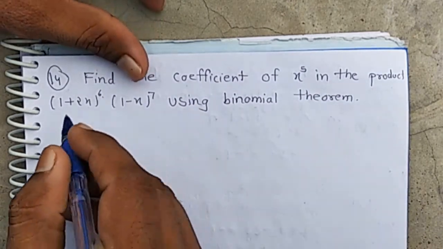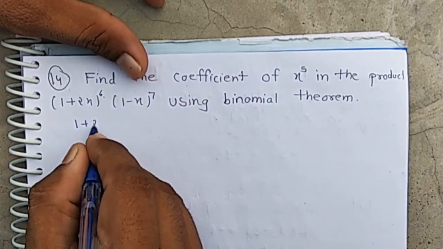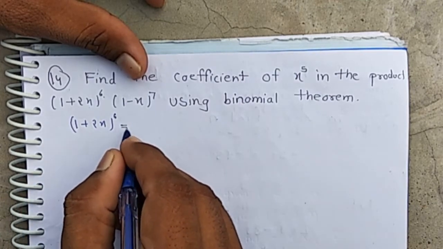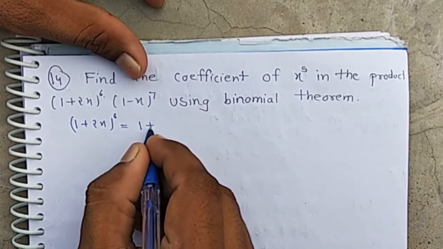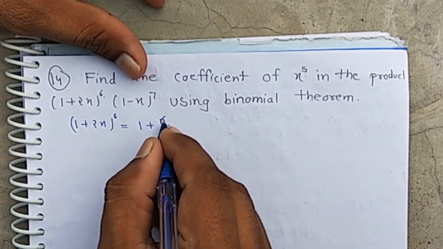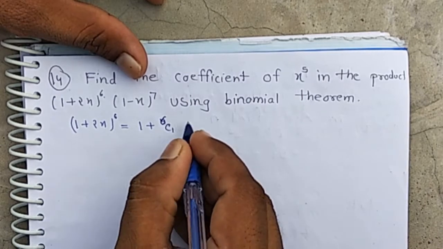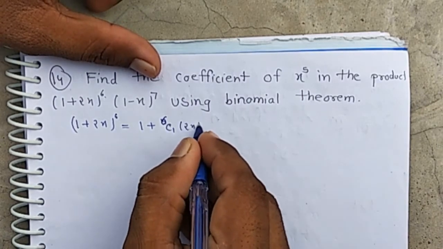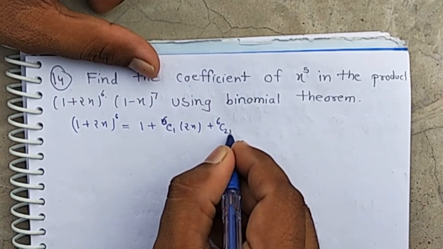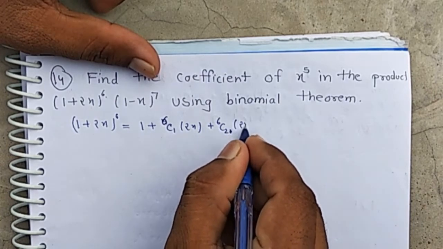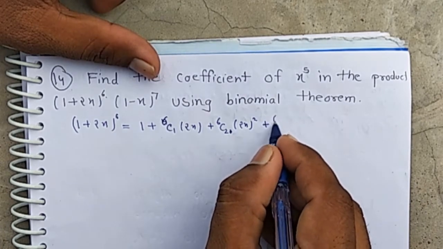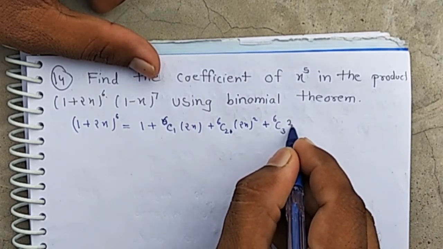Now firstly we expand (1 + 2x)^6, which is 1 + 6C1 into 2x + 6C2 into 2x square + 6C3 2x cube, and so on.